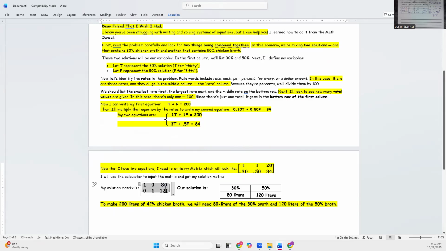Well, the last two values, the 80 and the 120, represent our answer. And so to make 200 liters of 42% chicken broth, we will need 80 liters of 30% broth and 120 liters of 50% broth.